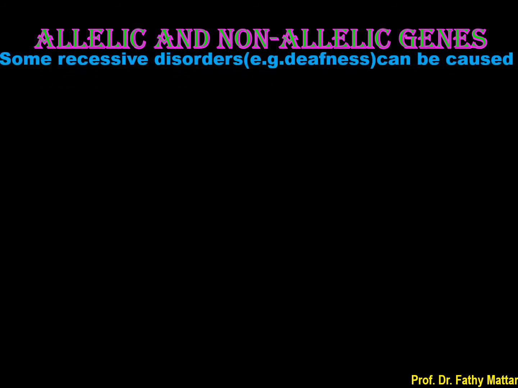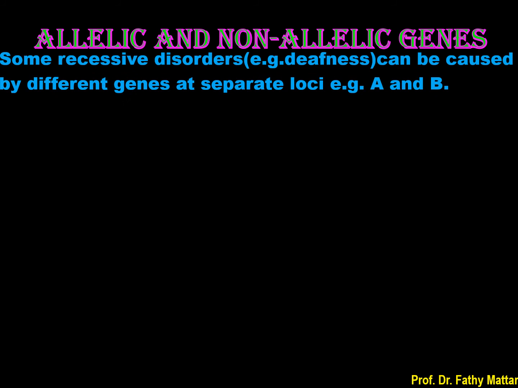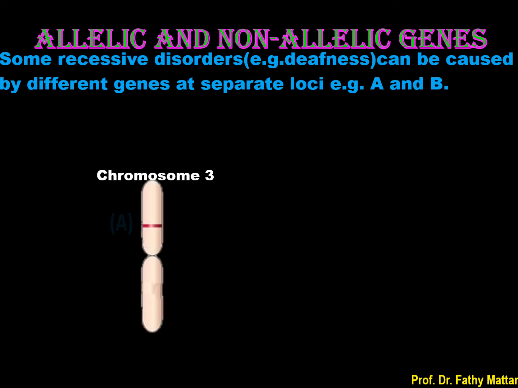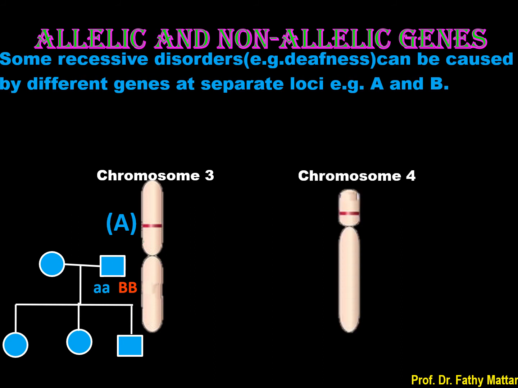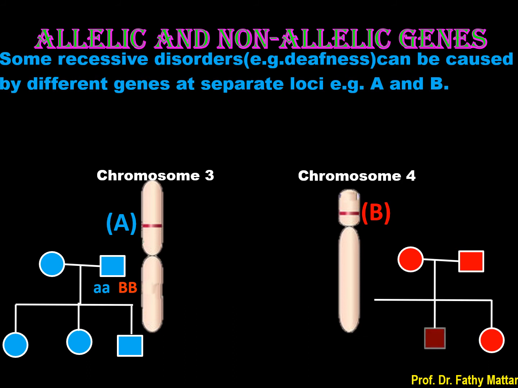Allelic and non-allelic genes. Sometimes the same feature is expressed by two different genes. For example, deafness can be caused by different genes at separate loci. Example A, which is on chromosome 3, and B, which is due to expression of a gene on chromosome 4.